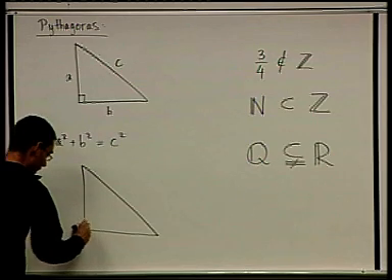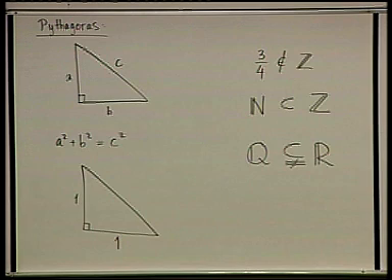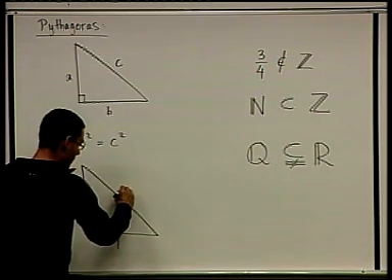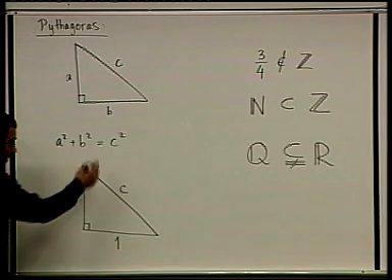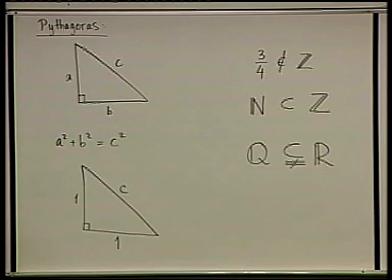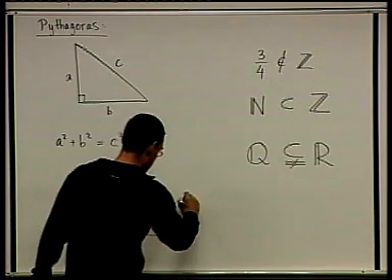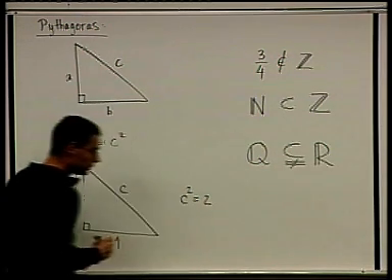Take a right triangle where these two edges are precisely 1 meter and 1 meter. And call this C for a minute. What is C? So C squared has to be 2, right? So this C satisfies that C squared equals 2.